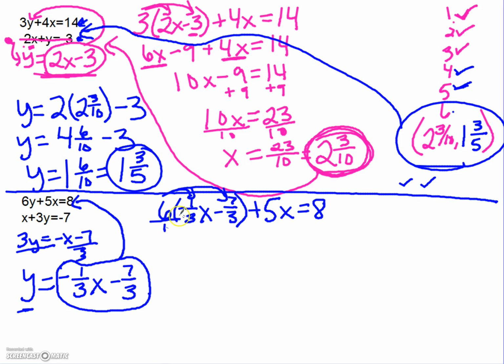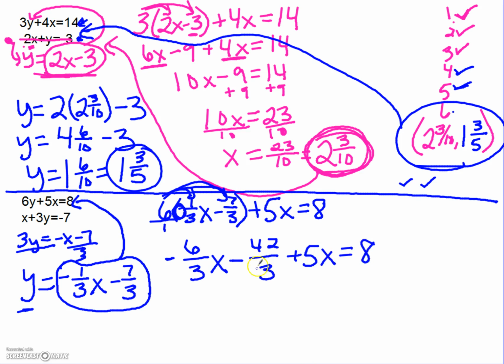Remember, this is like 6 over 1. When we're multiplying fractions, we just multiply the top, then multiply the bottom. So 6 times 1 is 6. 1 times 3 is 3. And remember that negative sign. That's x. Now let's distribute it here. 6 times 7 is 42 over 3 plus 5x equals 8.